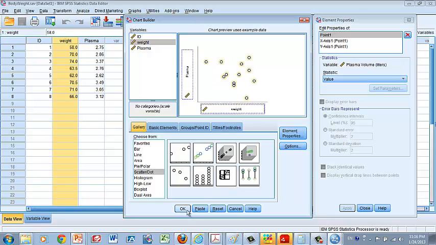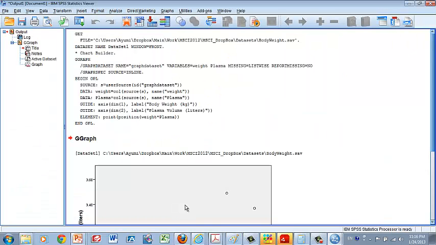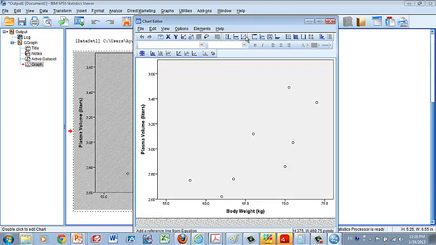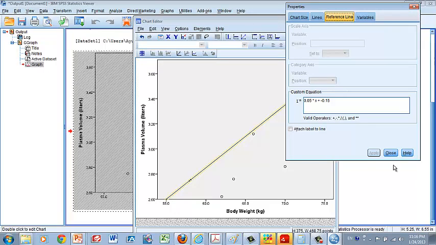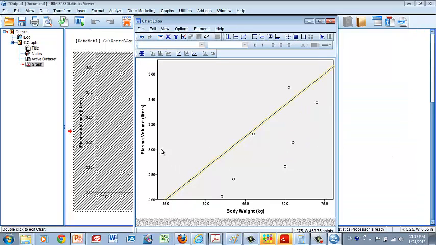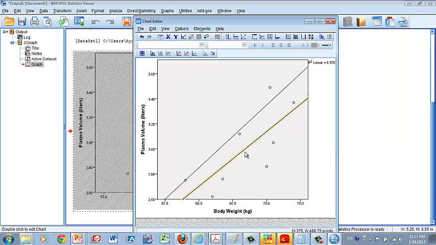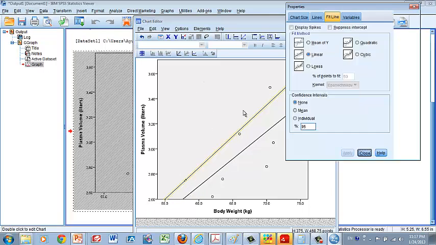If you want to draw a line, you can do that. The line you can draw by double clicking and putting in the straight line. Okay, so that's the line. And this line is wrong because we forced the line to go through the 0, 0 coordinate. So we don't want that.